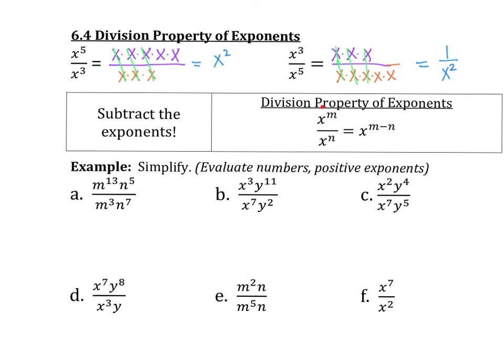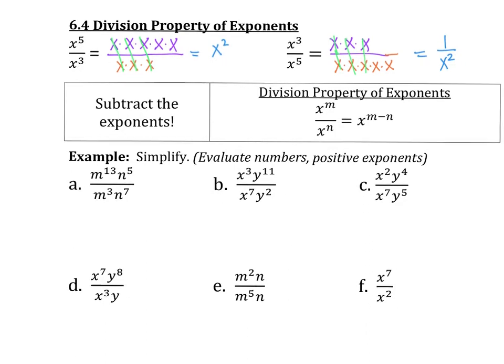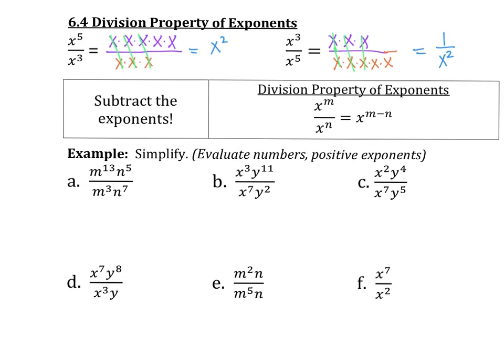Okay, so division property of exponents. If you have x to the m over x to the n, I subtract the exponents and keep the base the same. But we are going to be careful about where the base ends up, on the top or the bottom. And this is to make our lives easier so we don't have to deal with negatives. Okay, so let's look at example A.